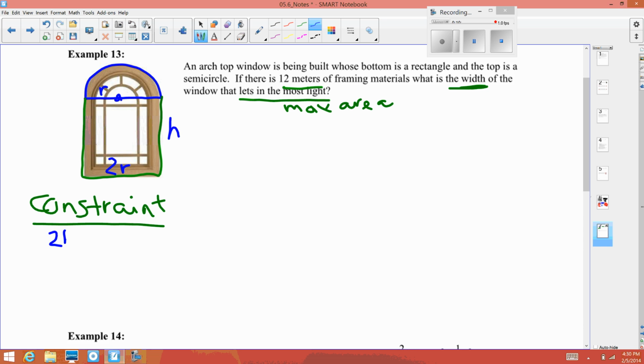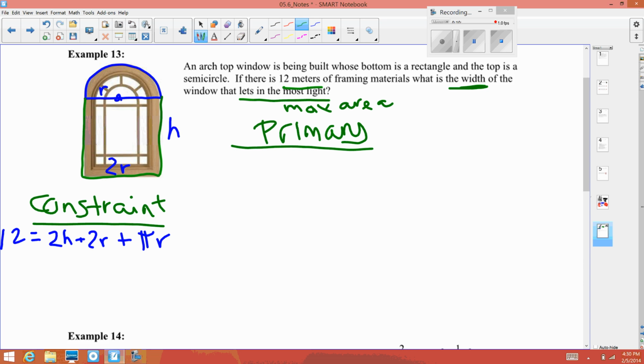So to find the perimeter, I'm going to have 2h plus 2r, that's for the bottom, plus now the rounded part. Normally it's pi times 2r, or pi times diameter, but we're dividing that in half. So that's just pi times r. And our constraint has to be equal to 12. Now we're trying to maximize our area.